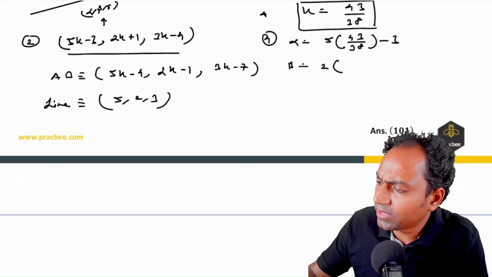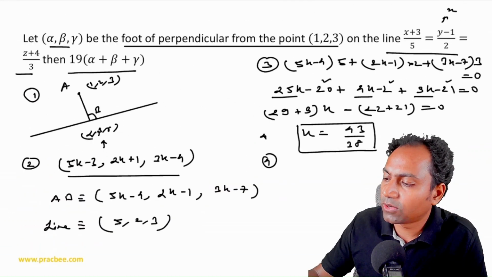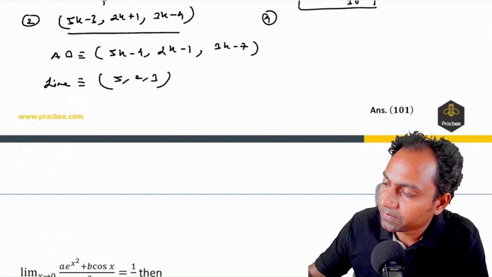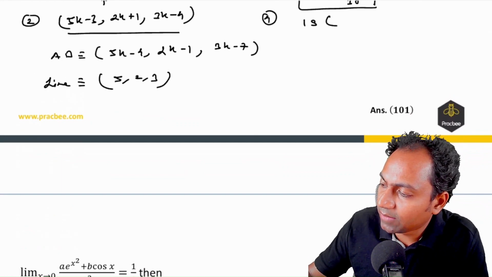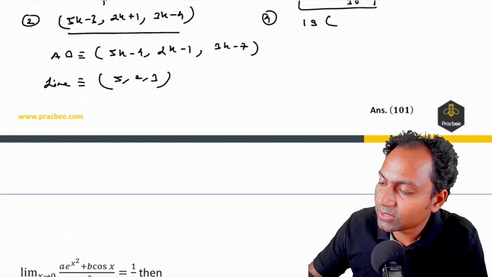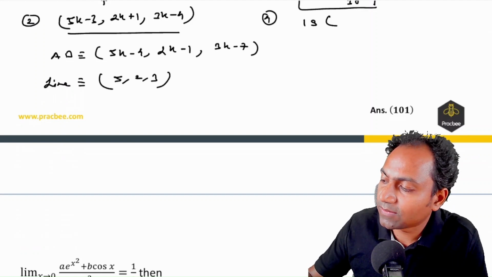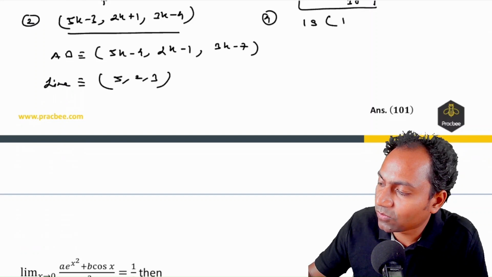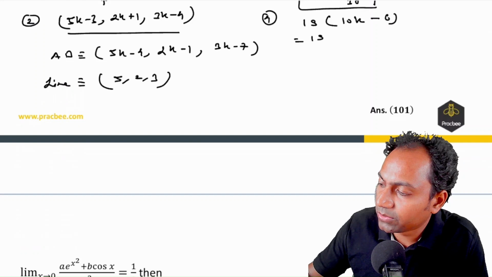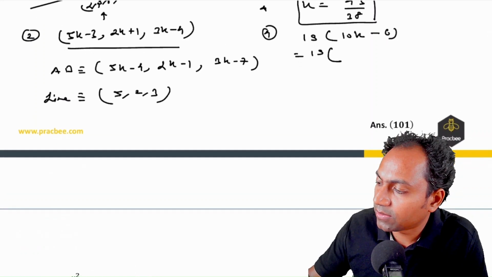And I can do it even better, because what they are asking is the value of alpha plus beta plus gamma into 19. So we can take 19 here. Add alpha, beta, gamma. If I add all of these, you will get 5 plus 3 plus 2, so what we will get is nothing but 10k, and then minus 3 minus 4 is minus 7. Minus 7 plus 1 is nothing but minus 6. And all I need to do is substitute the value of k here, 43 by 38.